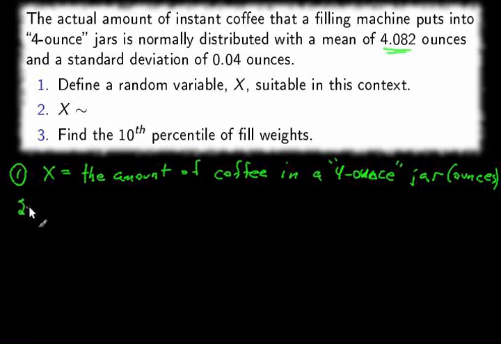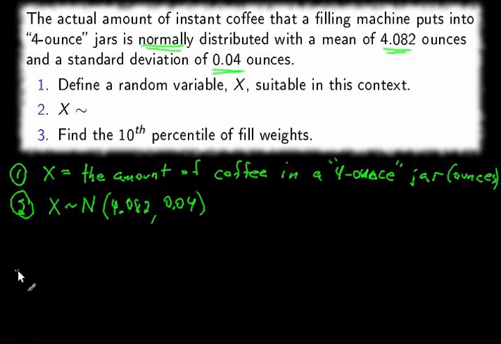Number 2, x fits what distribution? Well, according to the sentence here, we have a normal distribution with a mean of 4.082 and a standard deviation of 0.04 ounces. Number 3, find the 10th percentile of fill weights.